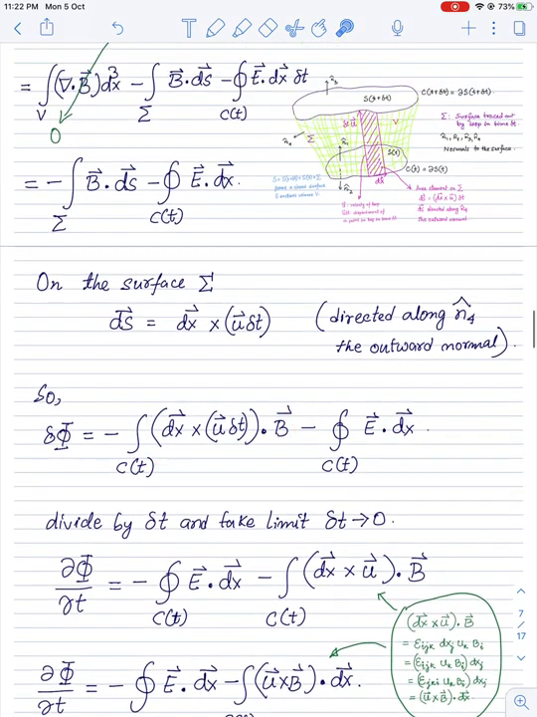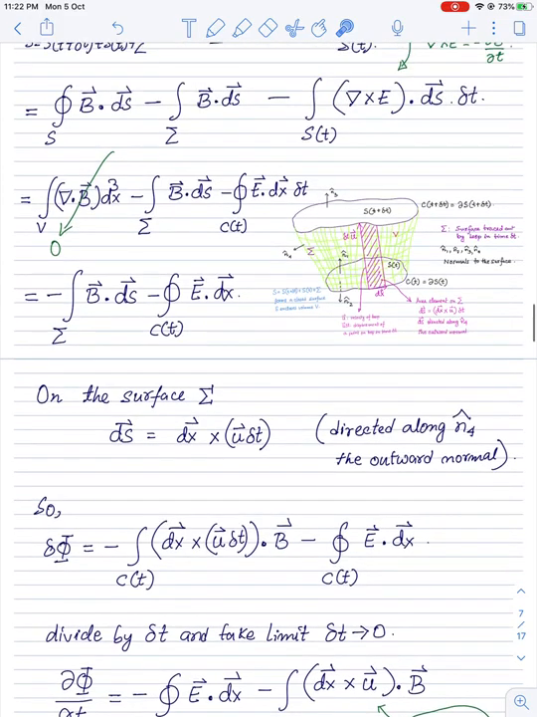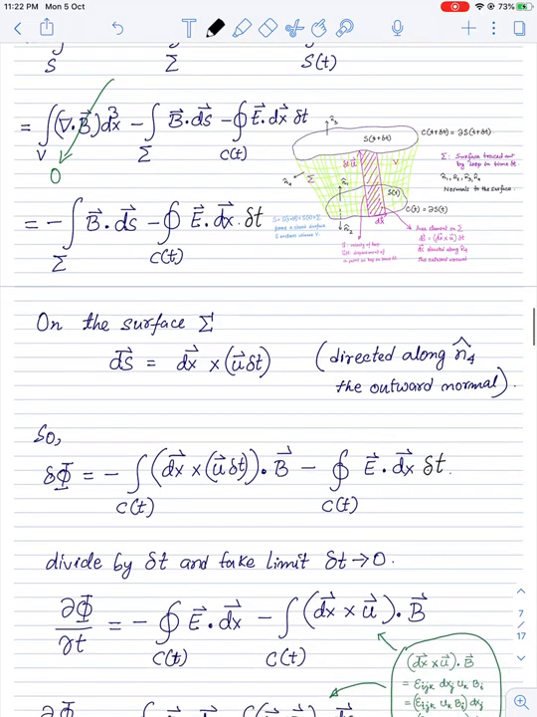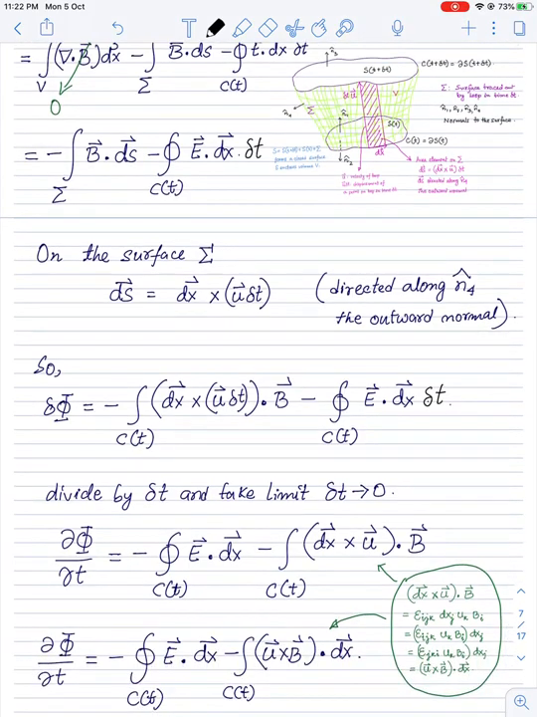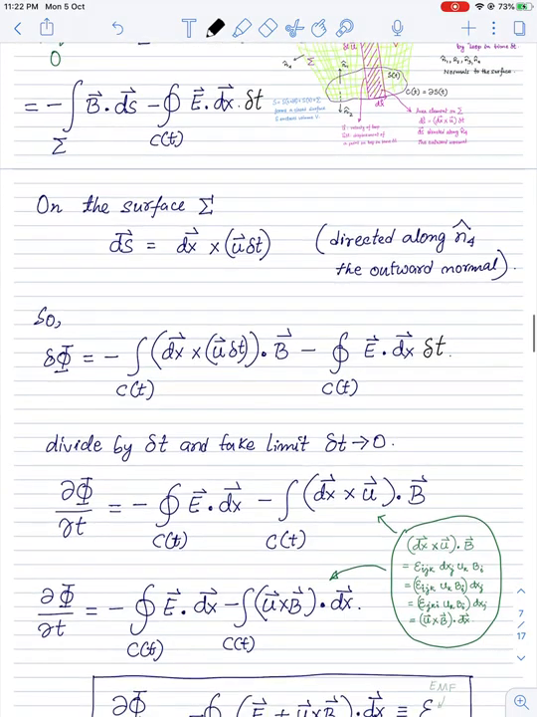Now this expression here is dx cross u times B, and hang on, I think I have missed delta t here. Let me put that in. There's a delta t here, and there's a delta t here. Now I divide by delta t everywhere. If I divide by delta t and take the limit delta t going to 0, this delta phi becomes d phi by dt. This becomes the derivative, and now I am left with two terms.